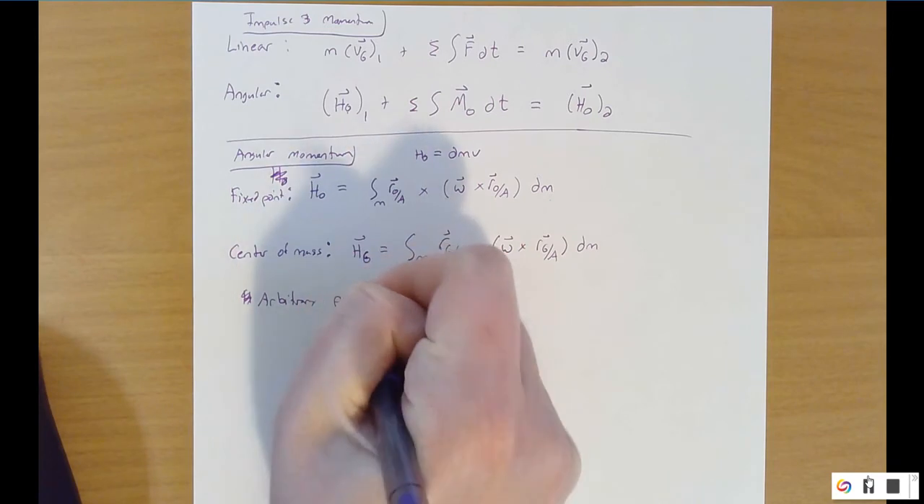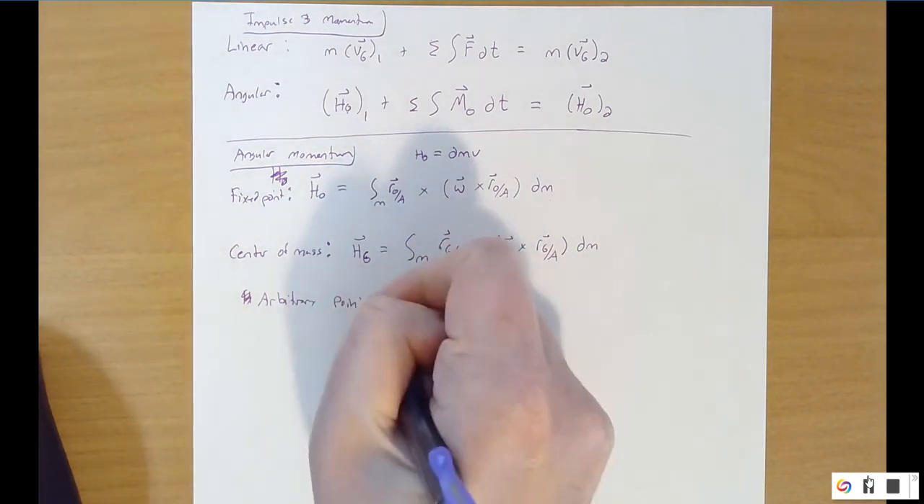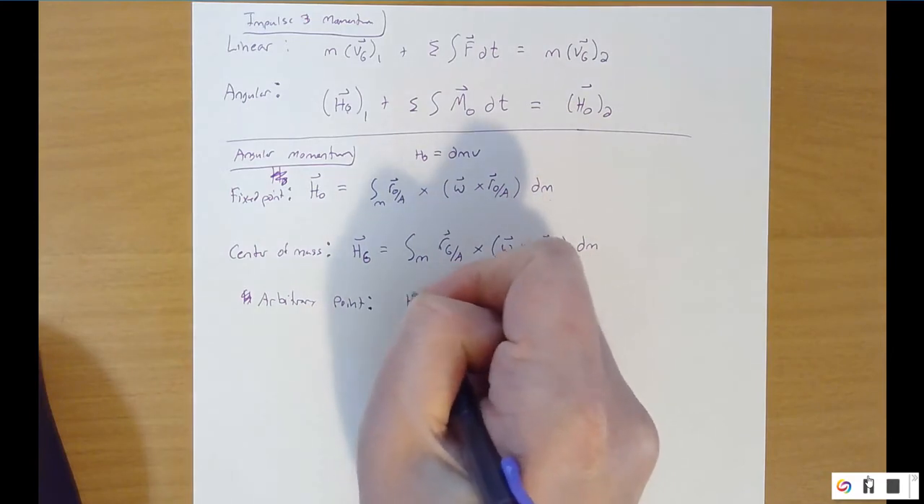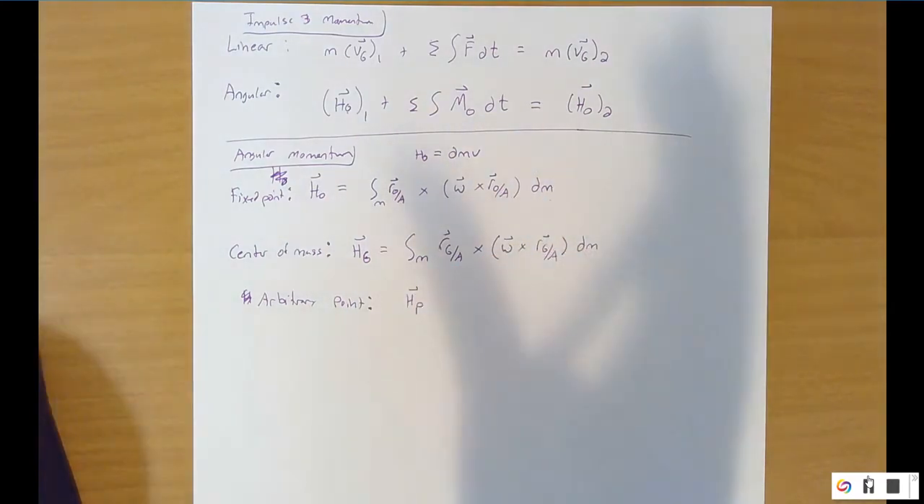So arbitrary point or any point. I'm going to use P here just so we don't get our subscripts. You can also call it A or whatever you want, but I'm going to use P so we don't get it confused. So this is any point that we want.